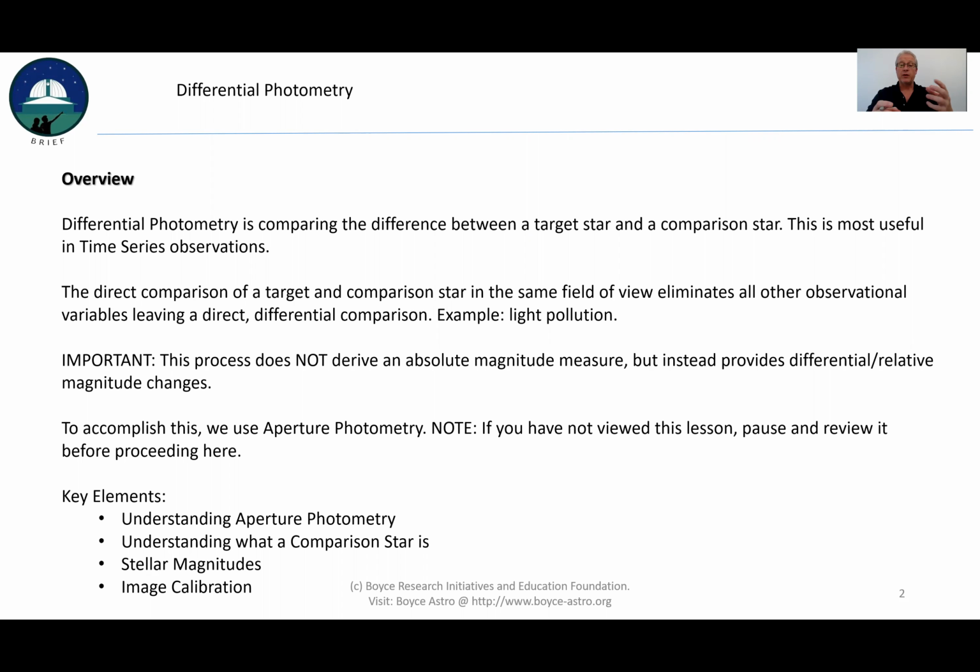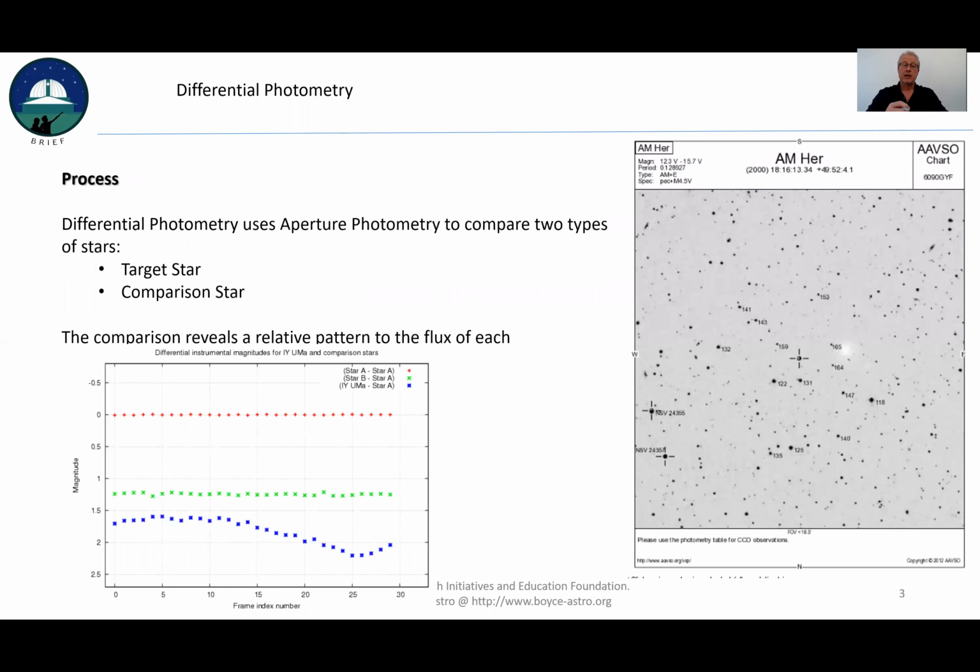To accomplish this, we use a process called aperture photometry. Note, if you have not viewed this lesson, pause and review the aperture photometry lesson before proceeding here. Key elements are going to be understanding aperture photometry, what a comparison star is, some stellar magnitudes, and image calibration. The process: differential photometry uses aperture photometry to compare two types of stars, the target and the comparison. The comparison then reveals a relative pattern of flux of each star.